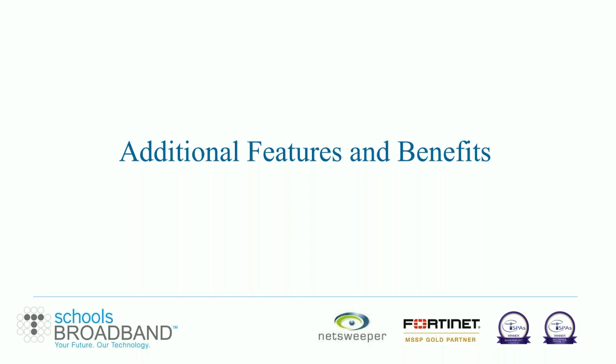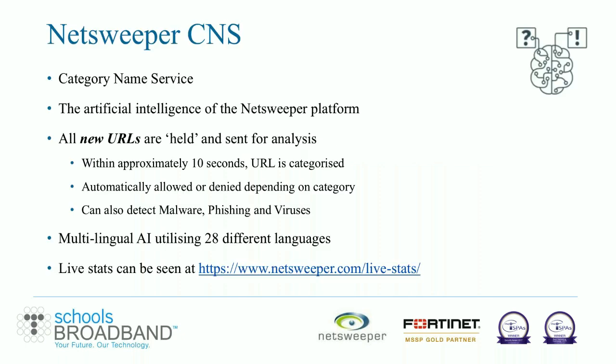So we're going to go through some of the additional benefits and features that you'll be getting. You're going to get everything that you normally have today, but with a few extra bits. So some of the reasons why we chose NetSweeper as our platform of choice. One of the core parts was the CNS, or Category Name Service. So this is NetSweeper's own artificial intelligence. It sits over in Canada, very big bits of kit, big server farms over there.